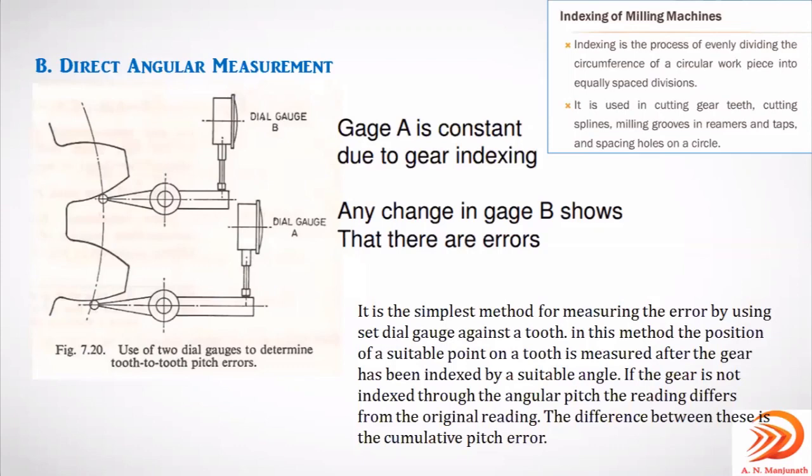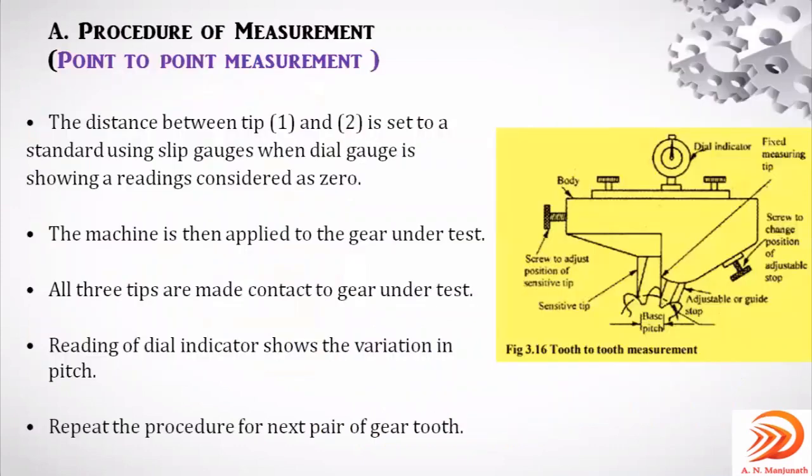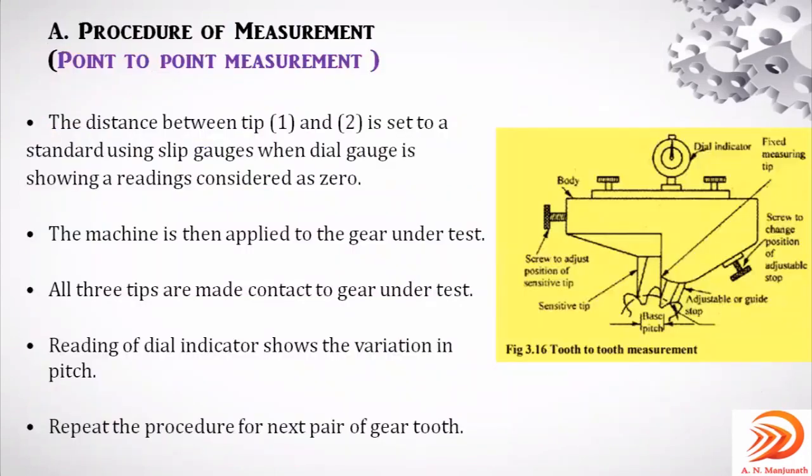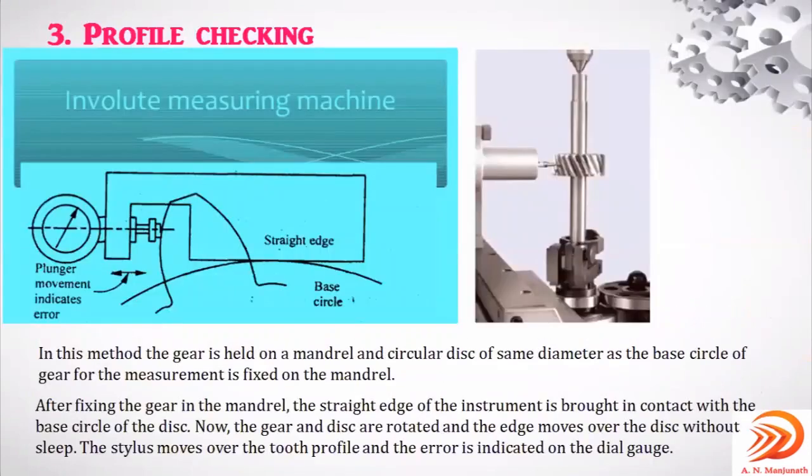Right? So this is the pitch measurement. The second element in the given gear blank found through the inspection is the base. Next, the third element in the given gear blank is the profile. Profile checking. The profile is this, in the given gear blank.